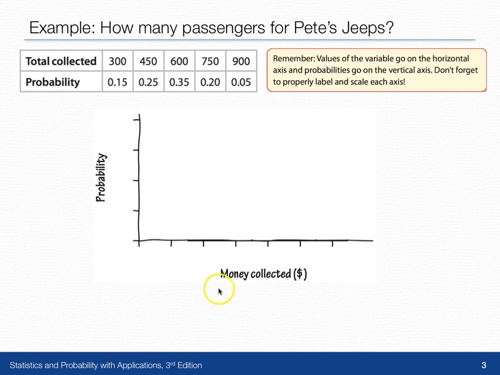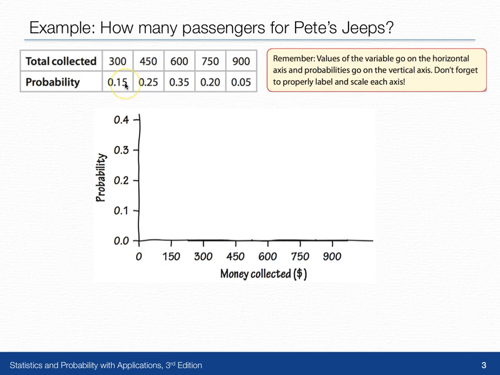So, because our variable is money collected, we'll label the horizontal axis with that. Vertical will be probability. We see that our probabilities run anywhere from about 0.05 up to 0.35, so we'll scale appropriately, going from 0.0 up to 0.4. And the money ranges from $300 to $900, but we'll start at 0 and go up by $150 on each of our tick marks.